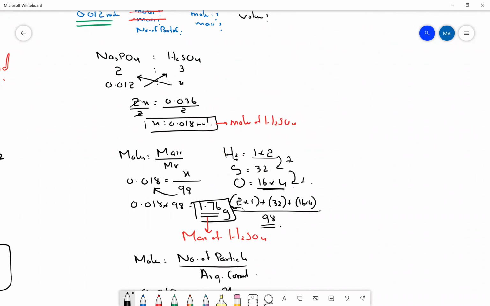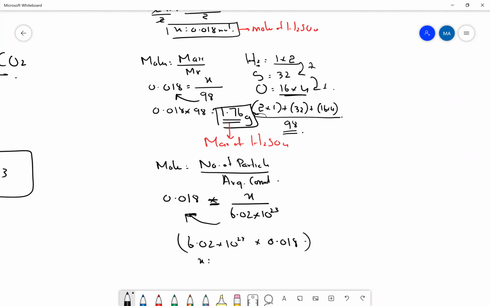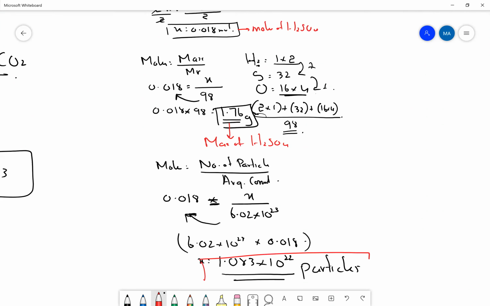It's 1.083 times 10 raised to the power of 22. So these are the particles. Particles will always be in a very large number, in a very large quantity. This is a hint: your answer must be correct because you see it's raised to the power of 22. So that's the number of particles. We're going to cross this quantity out from the question as well.